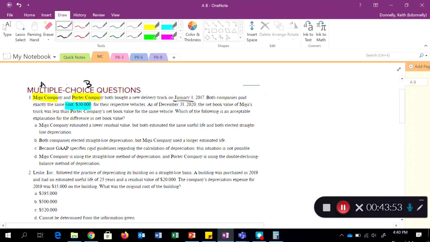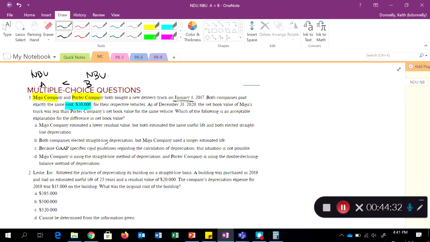So what they're saying here is, hey, we bought it in 2017. So we got 2017, 2018, 2019, 2020. 4 years have passed of depreciation expense, debit depreciation, credit accumulated depreciation. Looks like the net book value of A is less than the net book value of B. But how is this possible, right? They both bought it for the same price. Well, there's a couple different explanations here. When you look at it, they could be using a different method of depreciation.